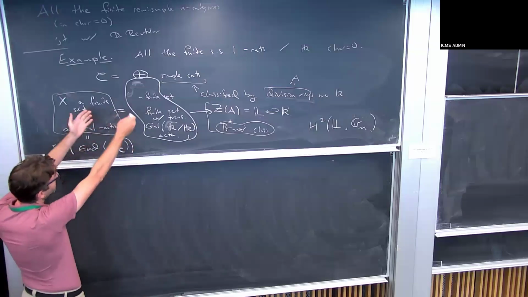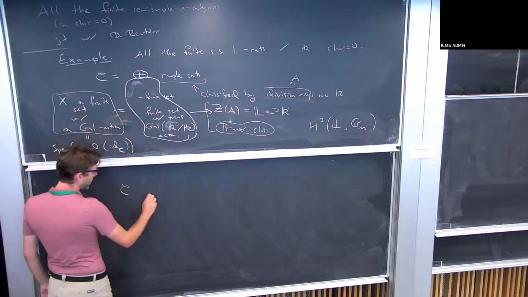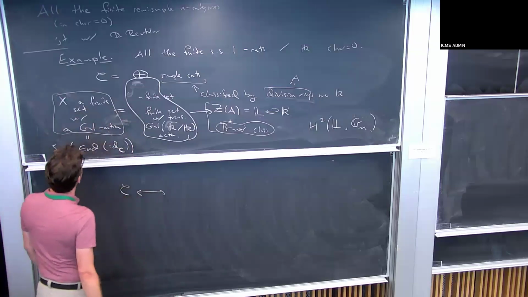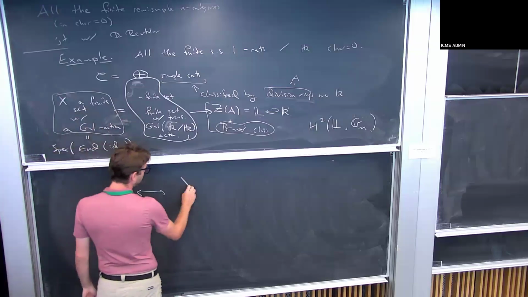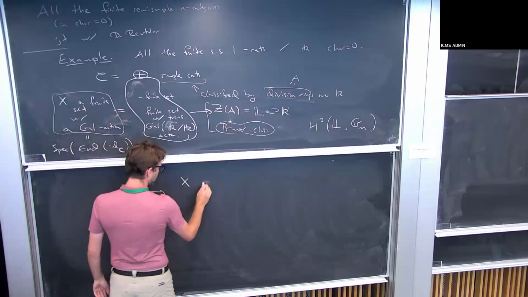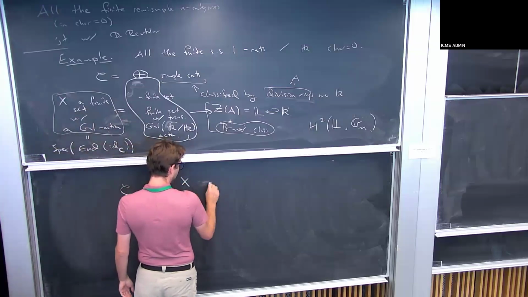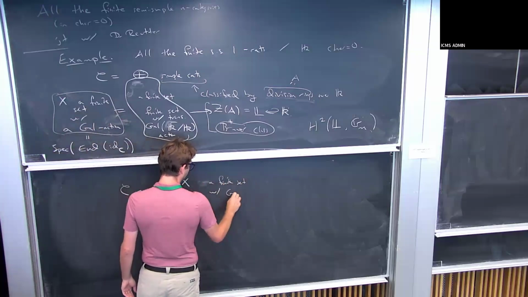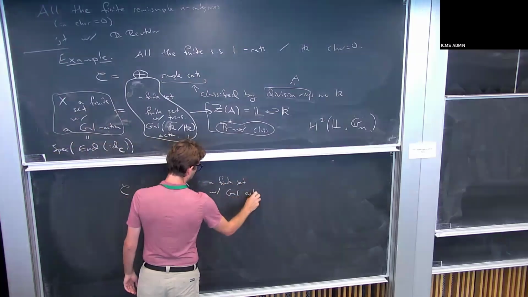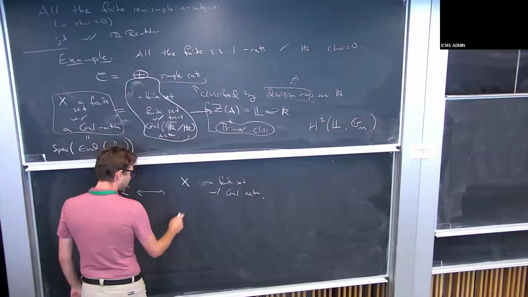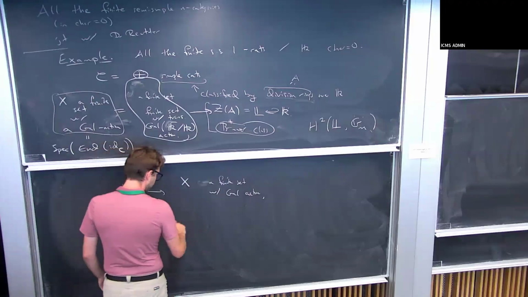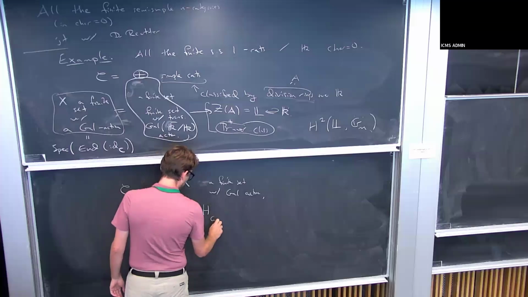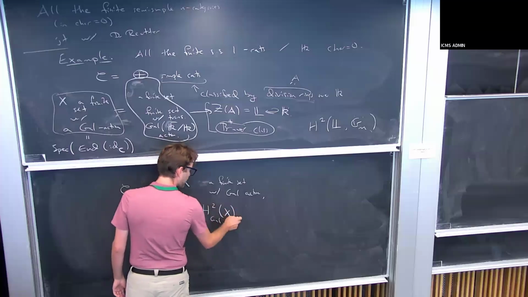if I want to assemble all the data together, the data of the category is the same as the data of this finite set, a finite set with a Galois action, and the data of a class in the sort of Galois equivariant cohomology.